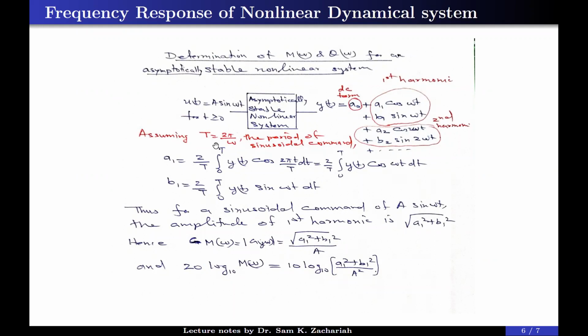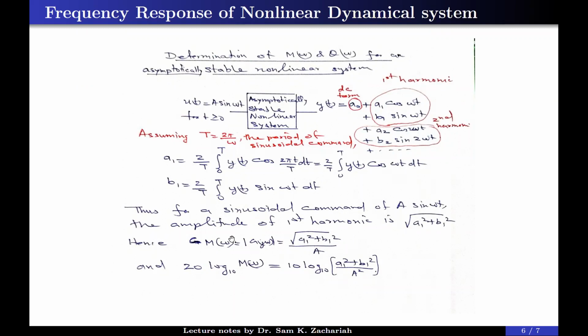So capital T is equal to 2 pi by omega. You have the expression, you know the general equation for Fourier series. So A1 is given by 2 by T integral 0 to T y(t) cos(2 pi t by capital T) dt, which is equal to 2 by T integral 0 to T y(t) cos(omega t) dt, because 2 pi by T is nothing but omega. Similarly, B1 is equal to 2 by T integral 0 to T y(t) sin(omega t) dt.